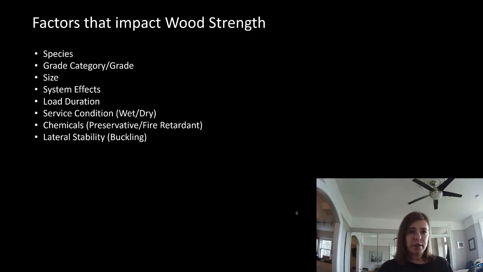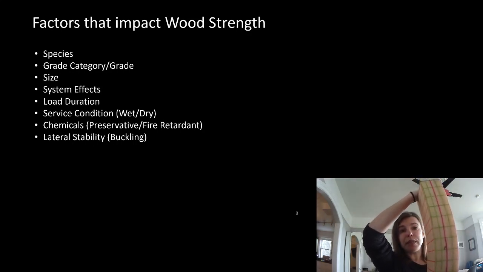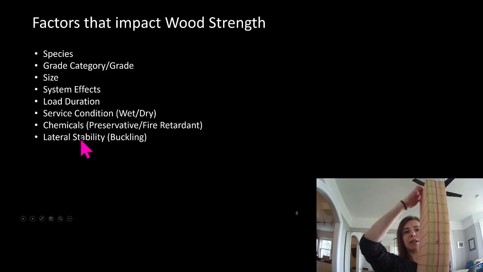Load duration can have an impact on our strength. Remember that creep thing? That's where we talk about load duration. Service conditions, wet versus dry, would talk about rot. Chemicals or preservatives for rot and fire treatment. And then the one we talked about last week was steel, which we built into our steel. The only one of all of this list that we had for steel was lateral stability or buckling factor.